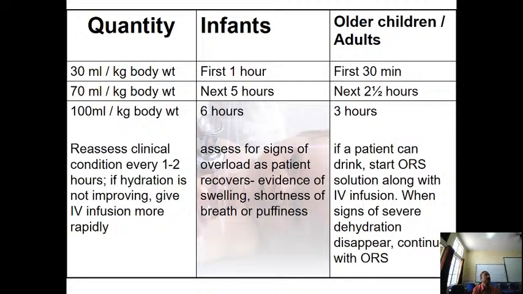So how much do you give? The quantity: 30 ml per kg body weight for the first 1 hour for infants, for older patients the first 30 minutes; 70 ml per kg in the next 5 hours in infants and older children the next 2.5 hours; 100 ml per kg in 6 hours in infants and 3 hours in older children or adults. Then you reassess after this for any problems. If you're giving IV, please look for overload, very important. Look for puffiness, look for shortness of breath, look for swellings. Very dangerous, patient can die.